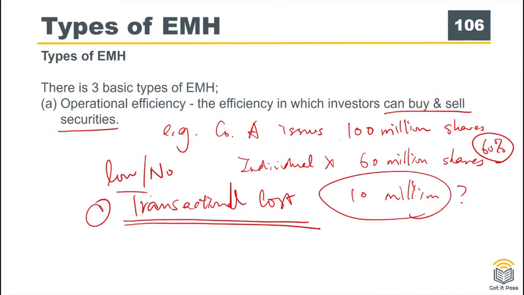Okay, no matter whether you are, say, an individual investor holding 60% of company A shares. For example, company A issues 100 million shares, and you are individual X. You hold 60 million shares. You would like to sell 10 million shares, and there is no transaction cost. You can freely buy or sell the securities that you want to.